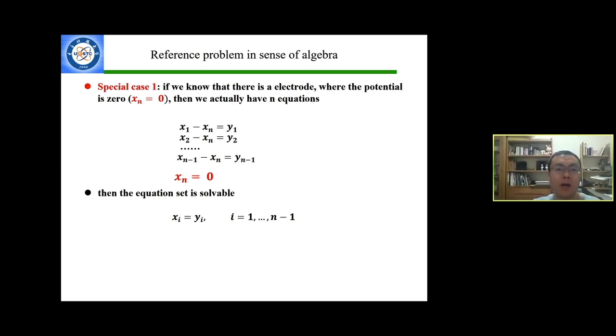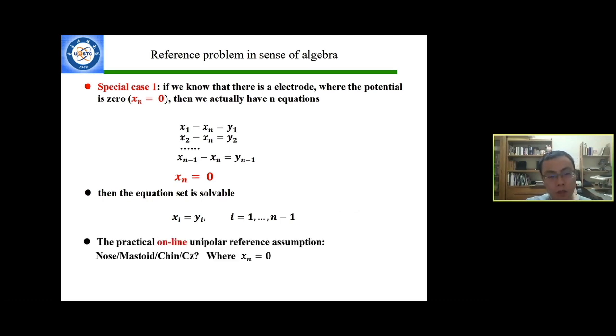For special case 1, if we know that there is an electrode where the potential is 0, that means xn equals 0, then we actually have n equations. Then the equation set is solvable. The practical online unipolar reference assumption is that the node is at Cz, where xn is 0.